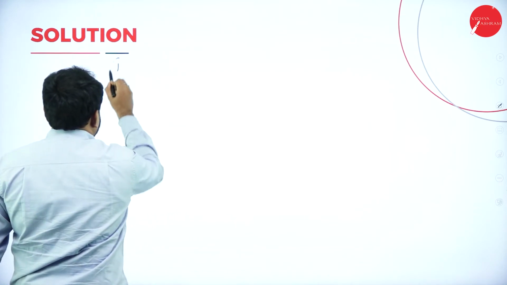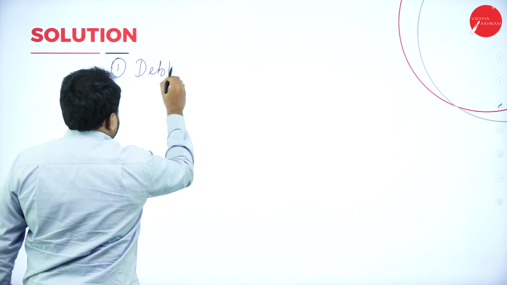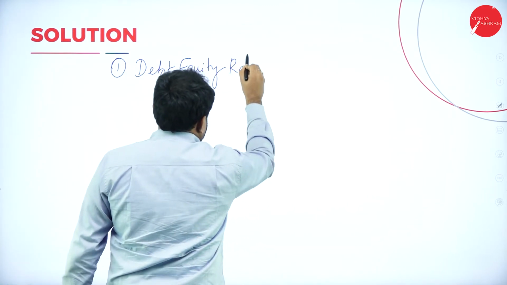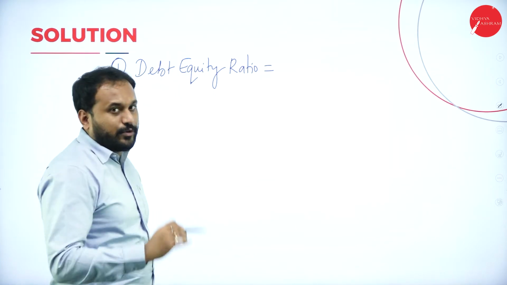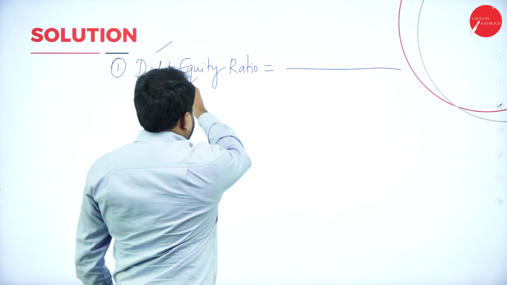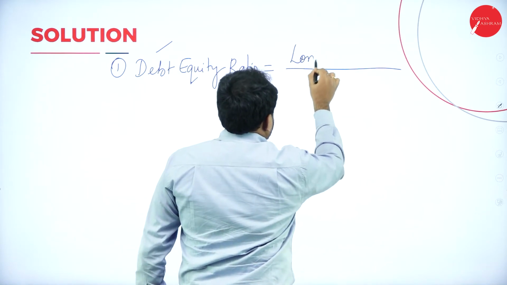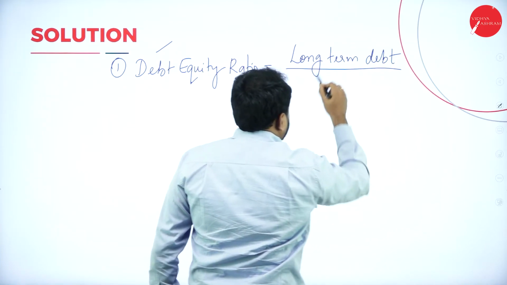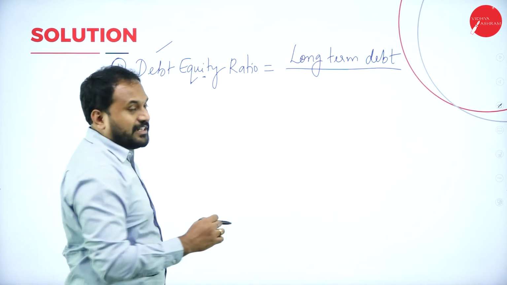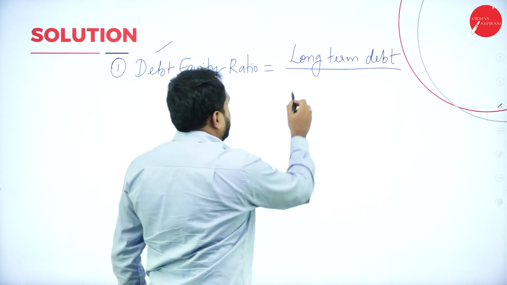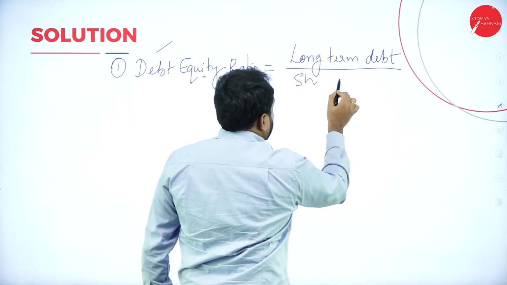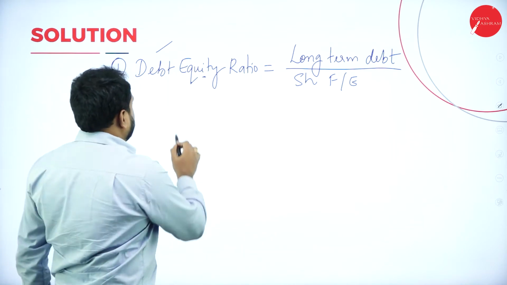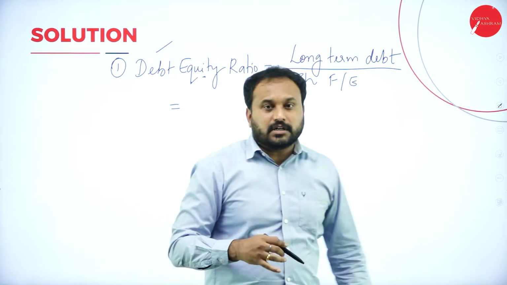I'll write the first one here, that is debt equity ratio. So what is the formula? Go with the numerator denominator combination. Debt in the sense, we'll write here long term debt divided by equity. Now equity in the sense what? Shareholders fund or equity. What is this long term debt? Done. Now you go to the question.